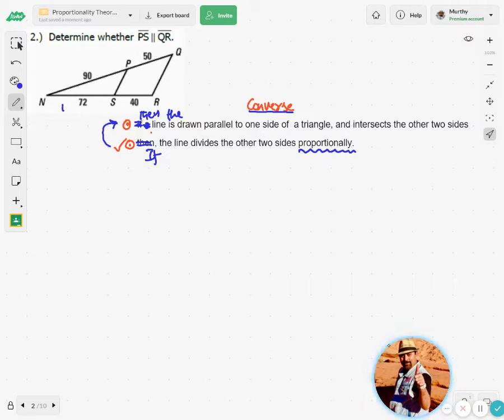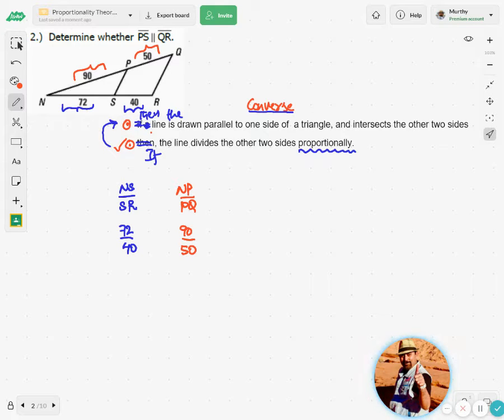So let me set up a proportion, that is NS, the upper part of the triangle, over the lower part, which is SR. Let me plug in this number, 72 over 40, and the other side, NP over the lower part, PQ. Now let me plug in these values. So NP is 90 and PQ is 50.